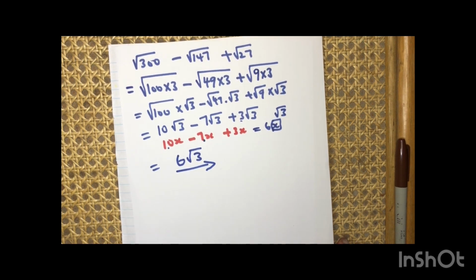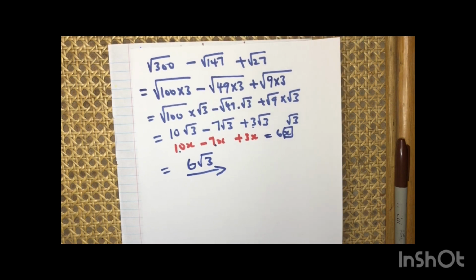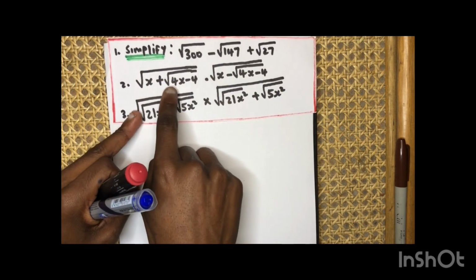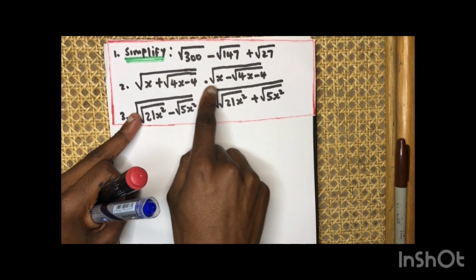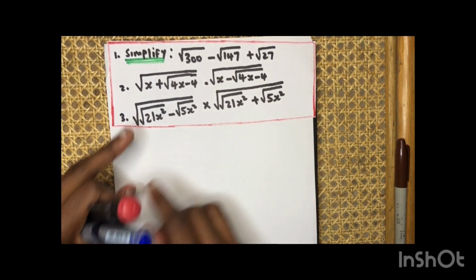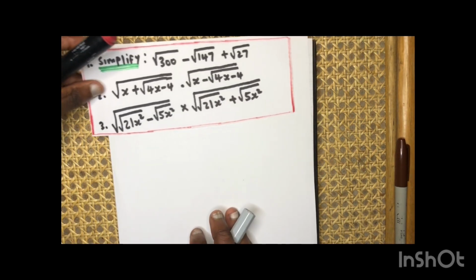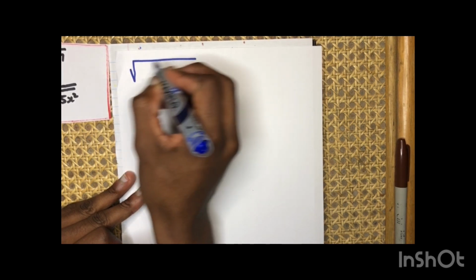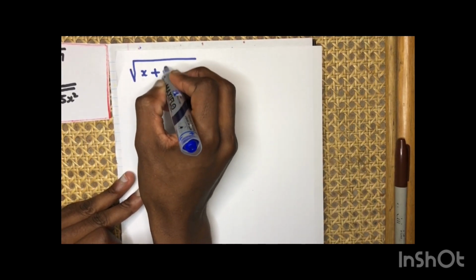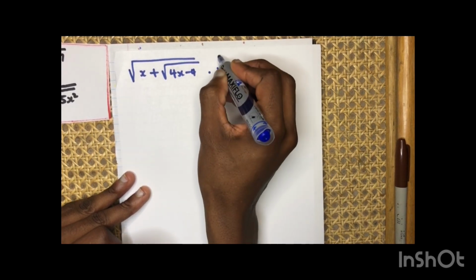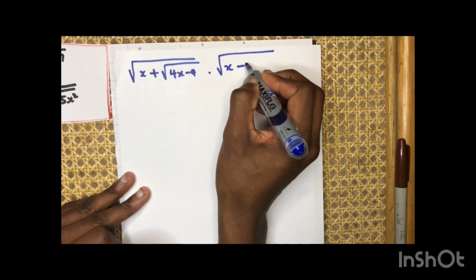So let's try to attempt the second one. So for the second one, we have root x plus root 4x minus 4 times root x minus root 4x minus 4. So let's copy this question down. You can pause the video and try to attempt this question on your own, so you will see your basics, then times root x minus root 4x minus 4.